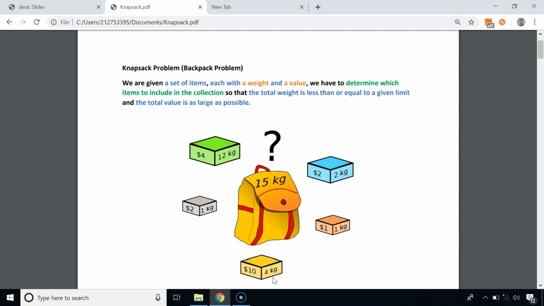Finally, this yellow item has a weight of 4 kg and if we include that in the knapsack, it will give us a value of $10. Now we have to figure out which items we should include in this knapsack, which has a capacity of 15 kg, so that we can get the maximum value which is possible.